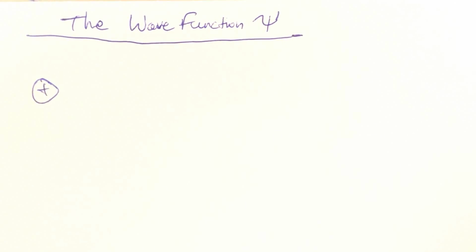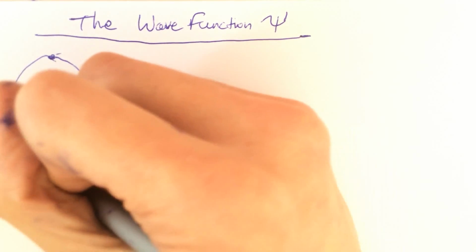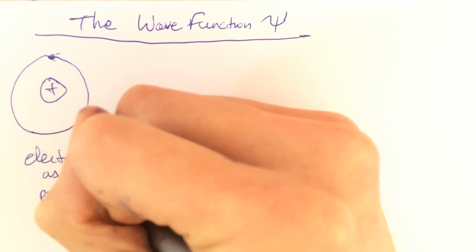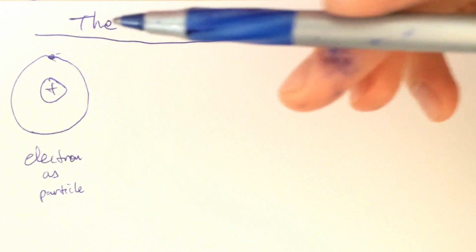So if we look at the most basic, we would have a proton in the center and, in a circle around it, the electron going in a circular orbit. This treats the electron as a particle. But there are many things that don't make sense about this.